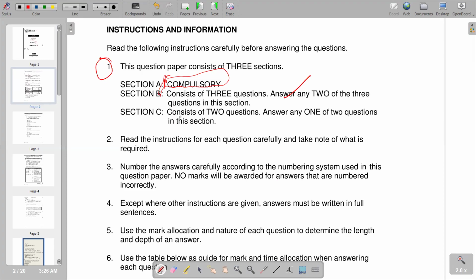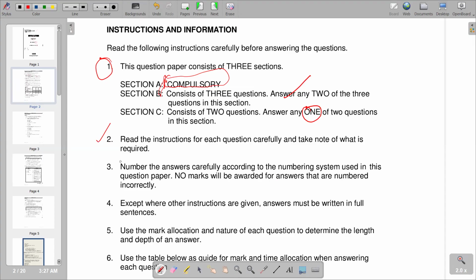Then Section C consists of 2 questions. Answer any one of the questions in this section. So you are also supposed to answer 1 question. So, a very important point also. But according to this video, we are going to answer everything. We are going to cover the whole paper. Also, we can take note of this instruction: read the instructions for each question carefully and take note of what is required. Very important.